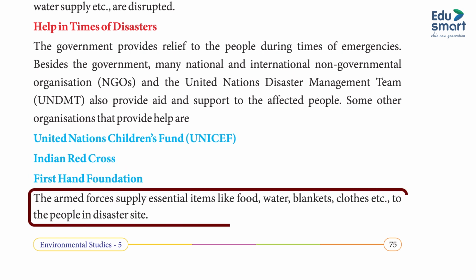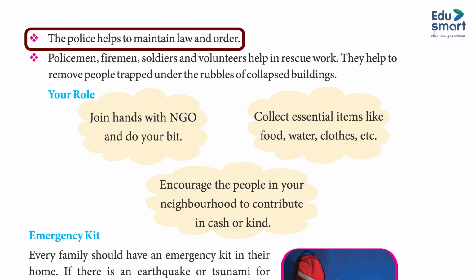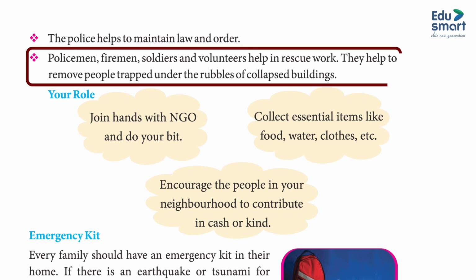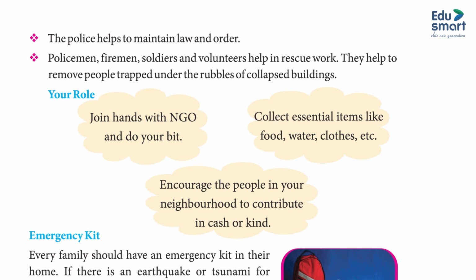The armed forces supply essential items like food, water, blankets, clothes, etc. to the people at the disaster site. The police help to maintain law and order. Policemen, firemen, soldiers, and volunteers help in rescue work. They help to remove people trapped under the rubble of collapsed buildings. Your role: join hands with NGOs and do your bit.